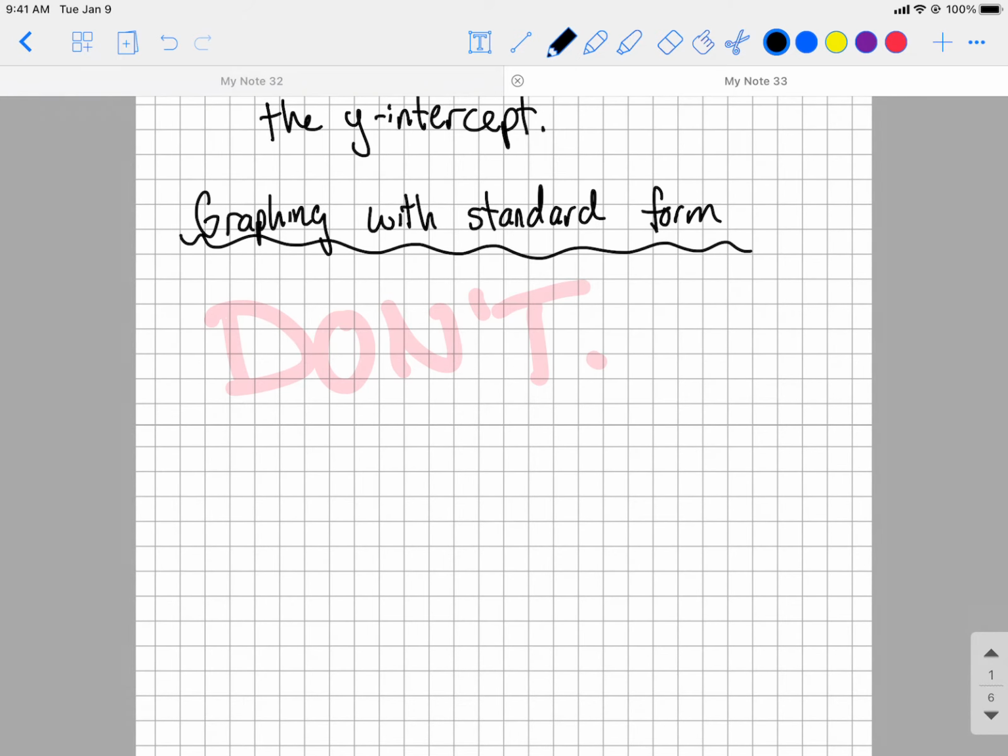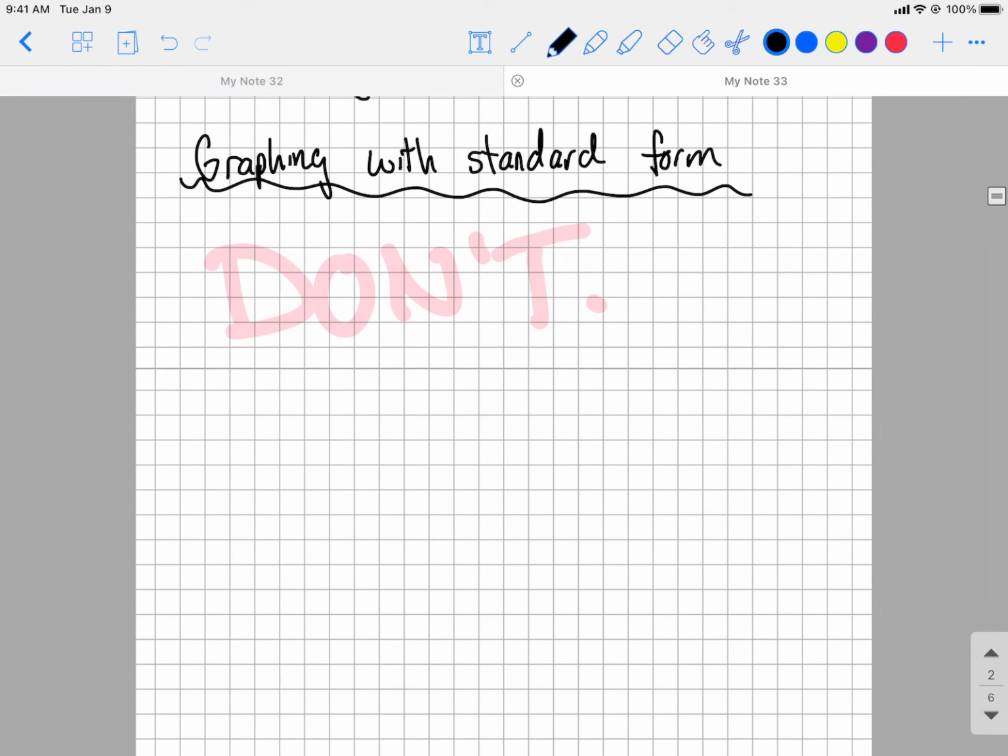But there will be times when we do want things to be in standard form because it is a little more helpful for representing some real life situations. So if we do have something in vertex form, sometimes we'll need to get it into standard form, so let's see how to do that. So converting vertex form into standard form.